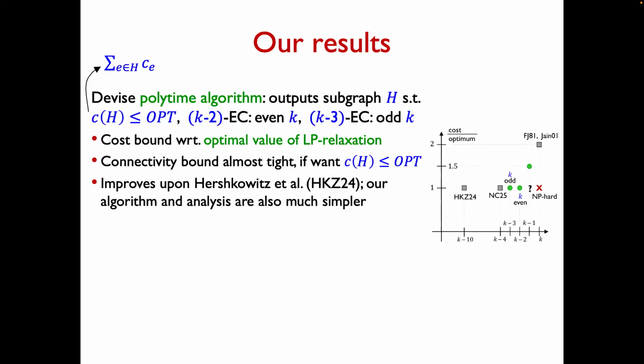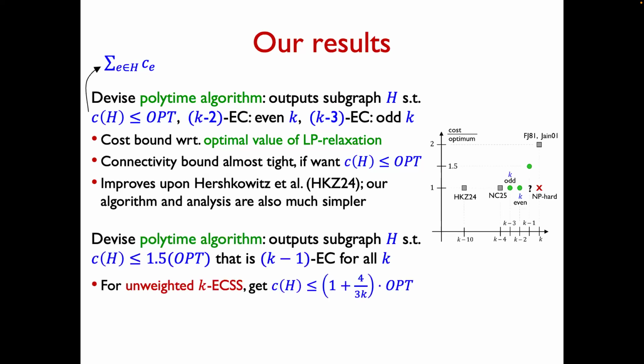I think the main improvement over Hershkowitz et al., besides the guarantee, is that our algorithm is simple and clean, both in the description and the analysis. I hope to get that across. I'm hoping that I can cover pretty much the entire algorithm and the analysis. The other thing that we get is 1.5 times the optimum with k minus 1 edge connectivity, which also gives some bounds for the unweighted problem.